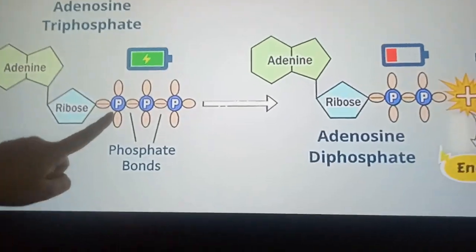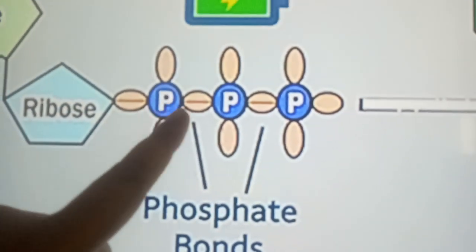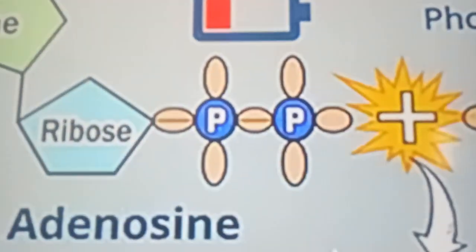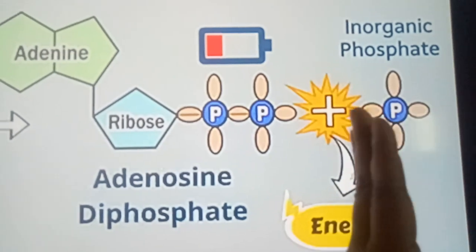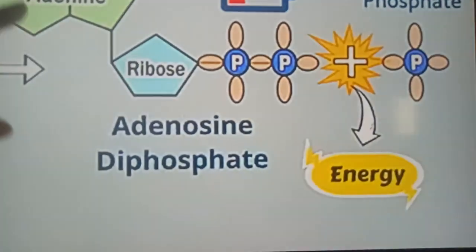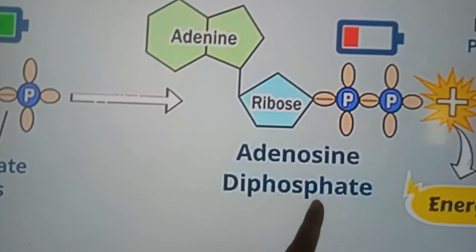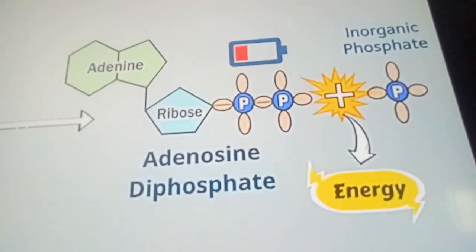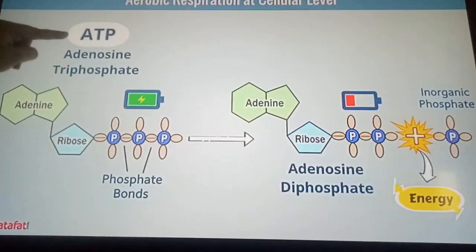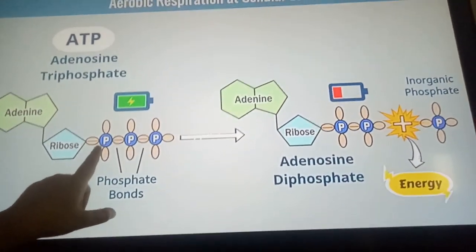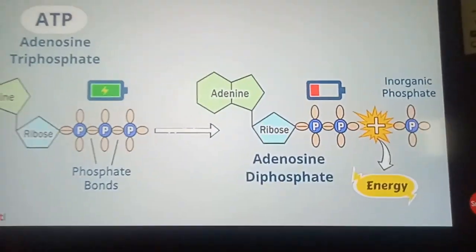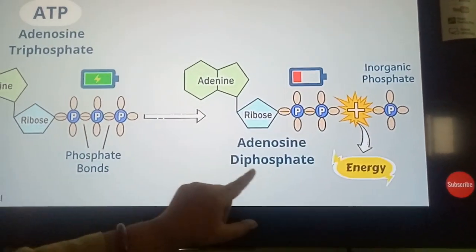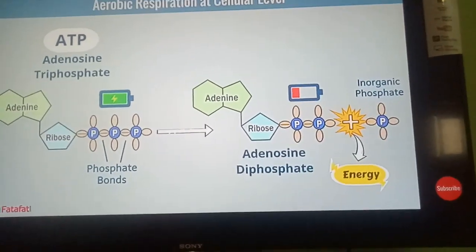When we utilize it, the phosphate bond of the ATP breaks. When the ATP is used up, that phosphate bond is broken down and one molecule of phosphate is removed, and we get ADP. ADP means adenosine diphosphate, in which two phosphate molecules are present, and ATP means adenosine triphosphate, which has three phosphate molecules. I hope you understood. This is how we convert ATP into ADP when this stored energy is utilized.